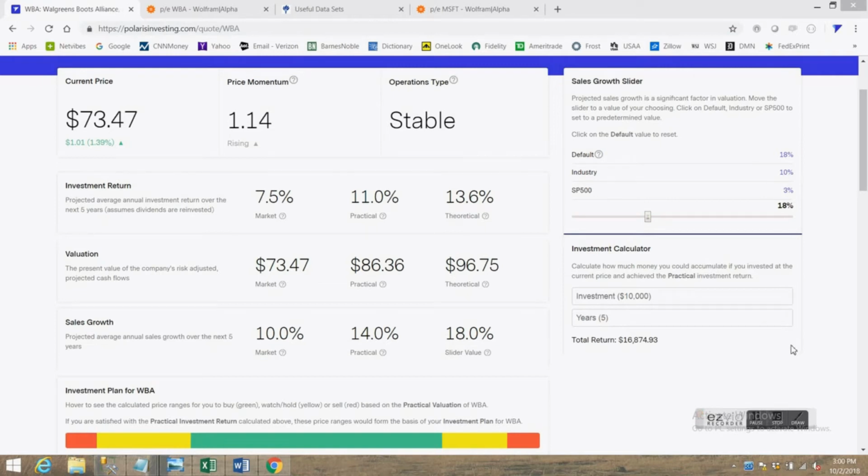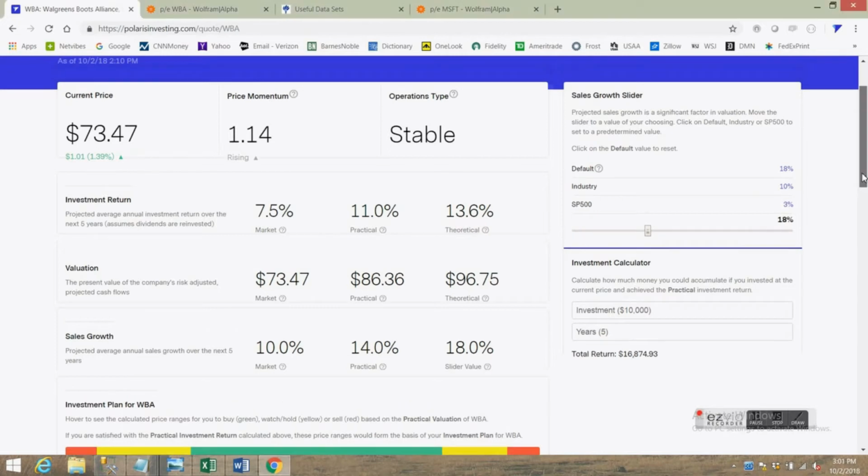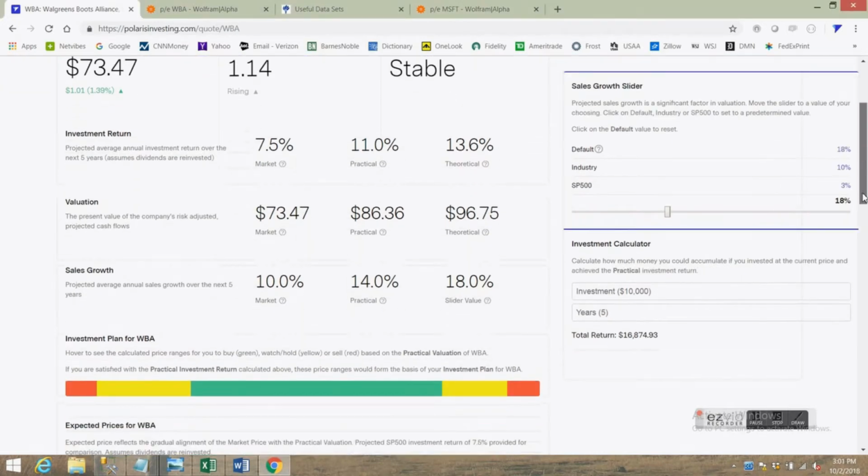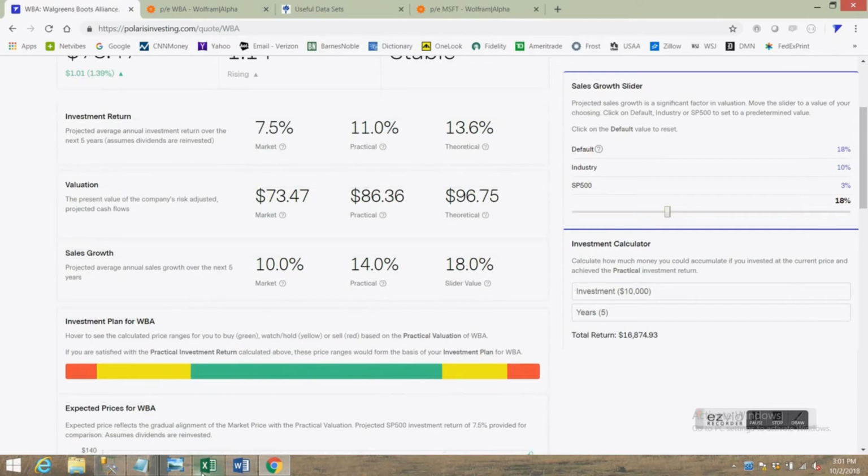Well, if you're only interested in watching this video to just know how you would indirectly enter a change or your own opinion about future price earnings multiple through the Polaris Investing website through the sales growth slider, if that's the only interest in watching this video, then I suggest you stop watching now. But if you have an interest in deeper understanding of price earnings multiple and particularly a framework to think about how to possibly change the PE default value, then I suggest you continue listening to the video.